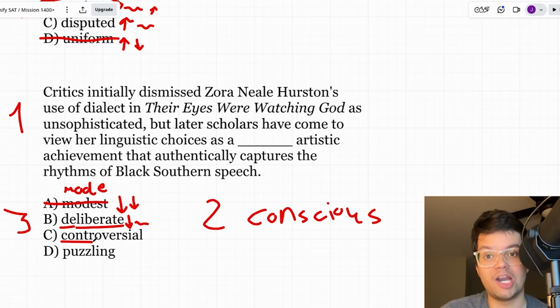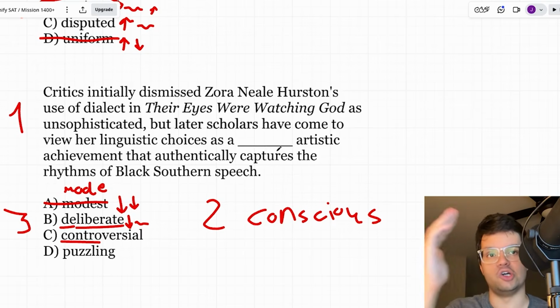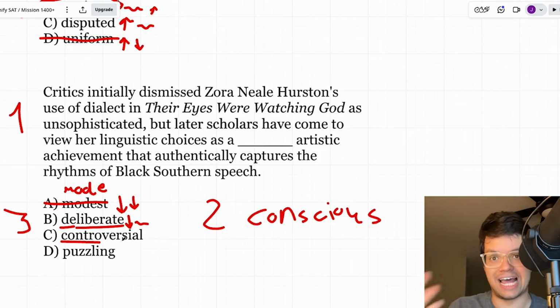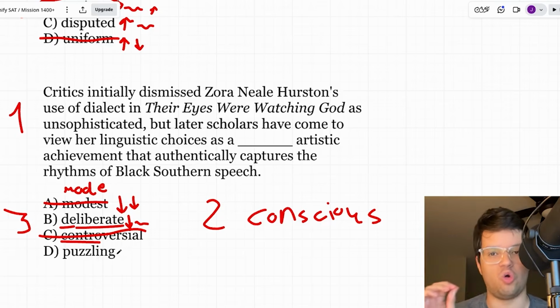Controversial. Contro, I know definitely means something like against. You probably also know the word controversial essentially means people backlash to something. So I don't think that's what they're saying. We're trying to say something good here, not something against anything. So probably not right there as well. Then finally, puzzling. You probably know what puzzling means: confusing, kind of weird. I think it's not really confusing or weird in this one, so that also would not be the case.